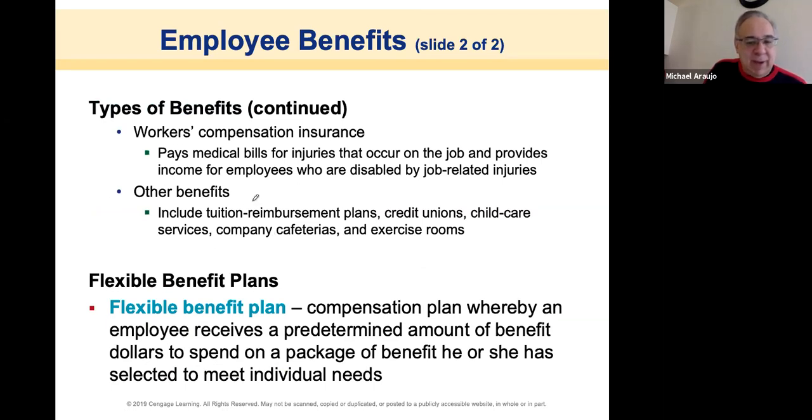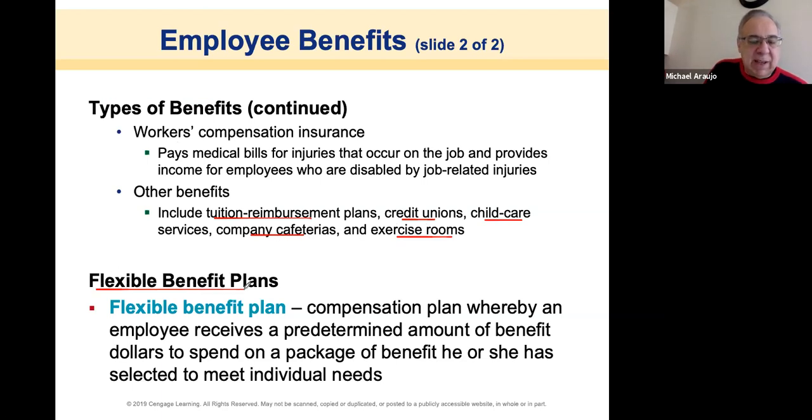There are other types of benefits that are mentioned here, like tuition reimbursement. They'll help you pay for college. Some might have their own credit union. Some might have affiliations with gyms or their own gym. Some might give very big, deep discounts in their cafeteria, or in some cases, the cafeteria is free. They want you to eat there. Some give childcare services on site, what have you.